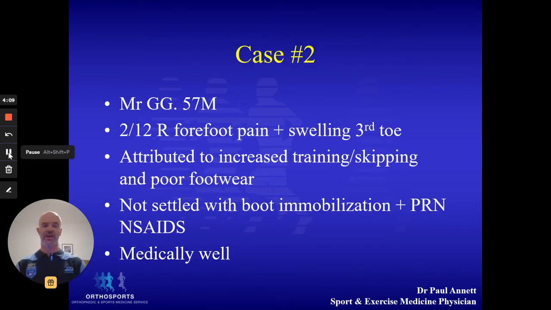I'd like to present some more cases now to try and illustrate different presentations of medical causes of musculoskeletal symptoms. The first is Mr. GG, a 57-year-old and very pleasant man who presents with a 2-month history of right forefoot swelling, but particularly around his third toe. He attributes this to doing increased training with skipping, wearing poor footwear, but unfortunately his symptoms have not settled with boot immobilisation or intermittent anti-inflammatories. Otherwise, he's medically very well.